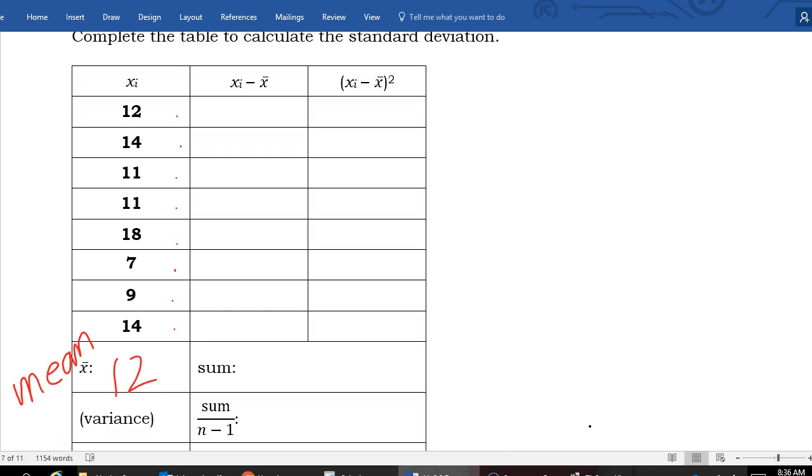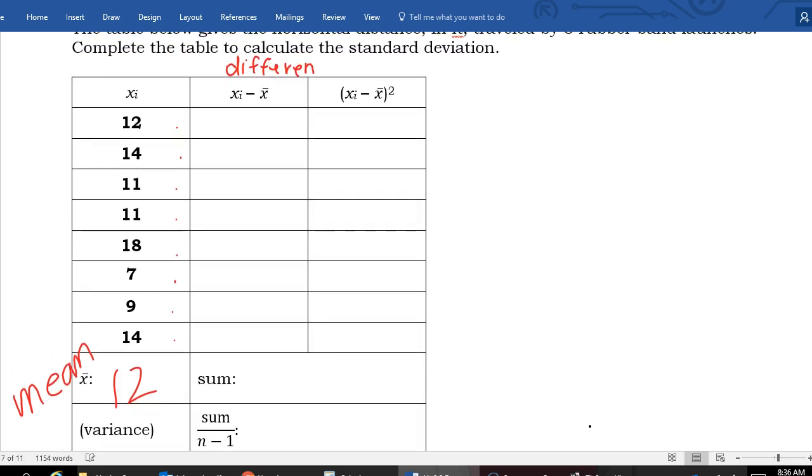The next thing we need is the difference. This column header says take each data point and subtract the mean. So each of these numbers minus the mean. 12 minus 12, 0. 14 minus 12, 2. 11 minus 12, negative 1. Then 7 minus 12, 9 minus 12, and 14 minus 12. Now the signs on these don't really matter, but I wanted to record them anyway to do it properly.